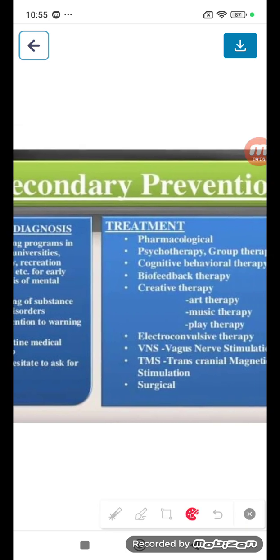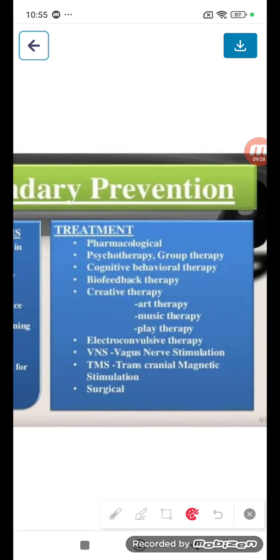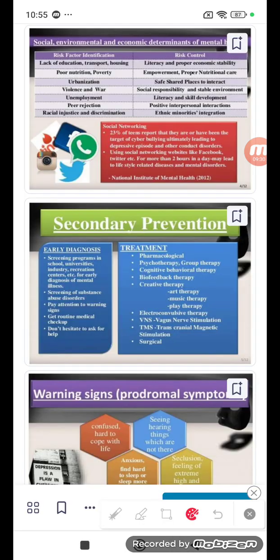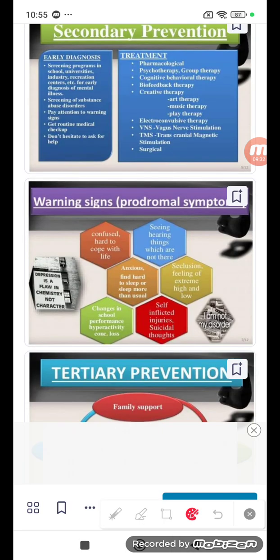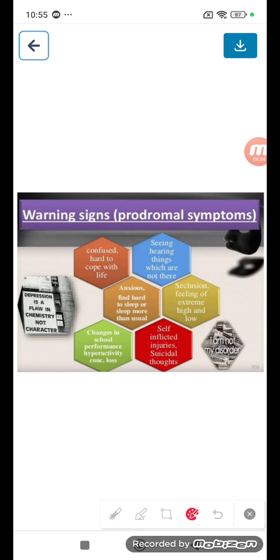What is the treatment? Pharmacological treatment. The first one is drug-related treatment for mental illness, then psychotherapy, group therapy, and behavioral therapy. Some therapies are suggested to the patient. The patient slowly comes back to a normal condition from the mental illness. This is the secondary. So what are the warning symptoms?